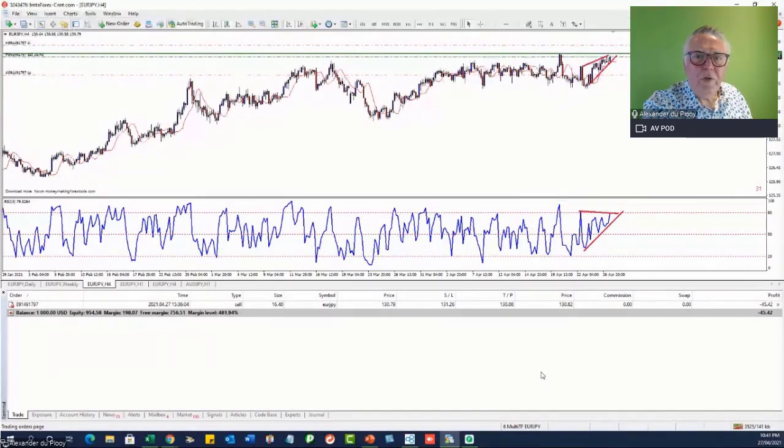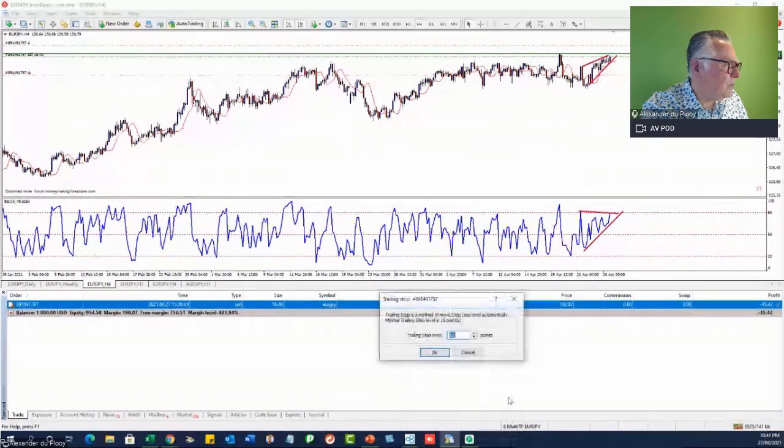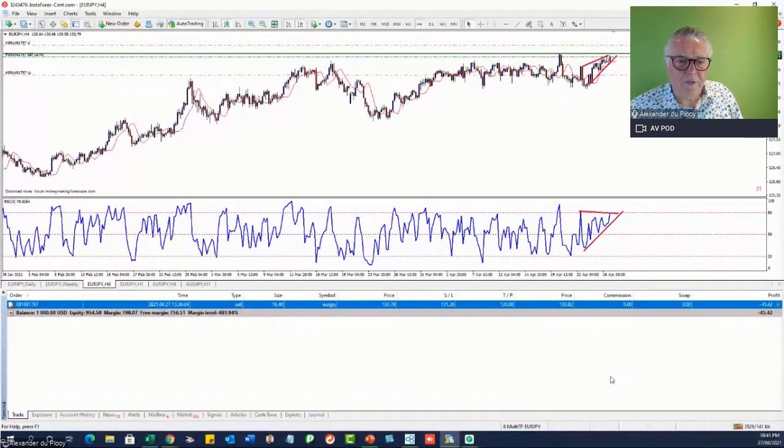Now I don't know if you know, but there is a trailing stop in MT4. You just click on the transaction, there's the trailing stop, and you customize it. You put it in, say okay, and then you can enter a trailing stop. A lot of people don't know that you can actually enter trailing stops automatically into MT4. It's a bit hidden away.